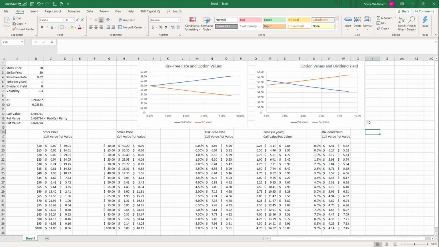The last variable we're going to look at is that volatility variable. So again, we will put volatility, and this is the volatility of the returns of the underlying stock. So the more the stock prices move, the more the returns move around, the greater the volatility. Okay. And it can go up or down.